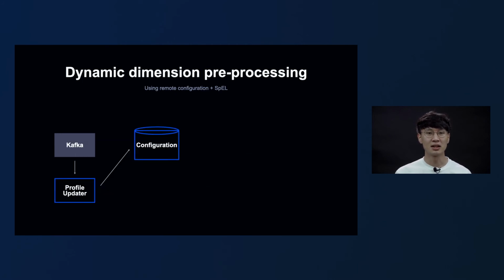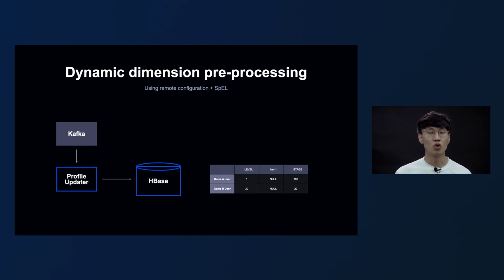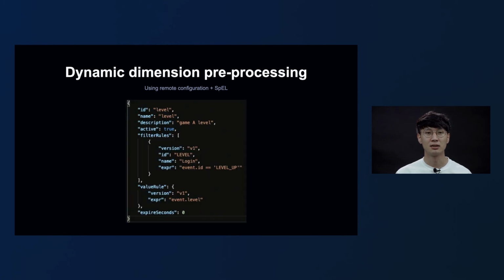In targeting, we solve this problem through remote configuration and SPL. First, there is the profile updater component. In the profile updater, the configuration information determines whether the configuration information needs to be updated by referencing the filter rules. If change is necessary, value rule and ID value is referenced to calculate the value that needs to be actually updated and proceeds with the update in the user profile. Using the simple structure you see here, we were able to do dimension reduction and we were able to make improvements in applying the solution as well.